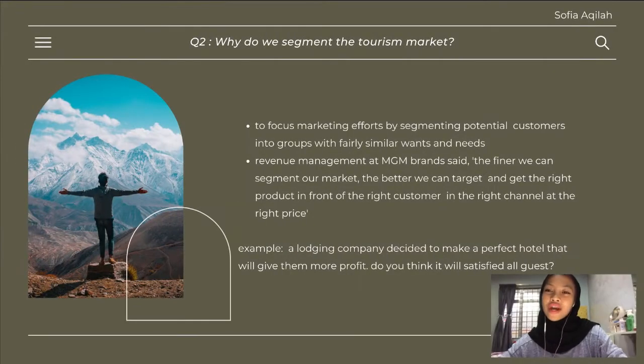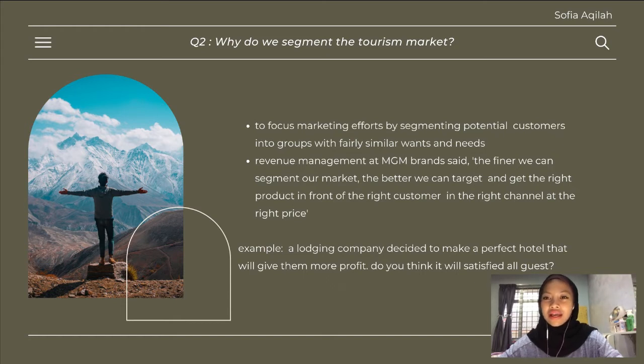Question 2. Why do we segment the tourism business? The answer is to focus marketing efforts by segmenting potential customers into groups with fairly similar wants and needs. Revenue management at MGM Brand said, the finer we can segment our market, the better we can target and get the right product in front of the right customer in the right channel at the right price.